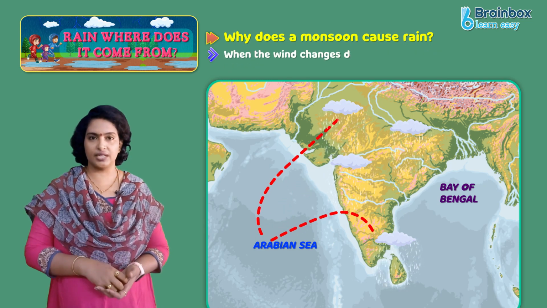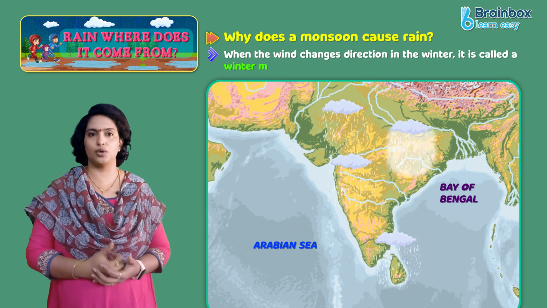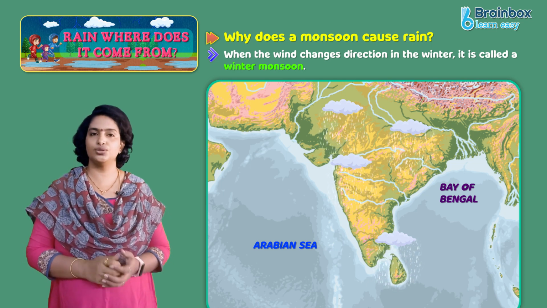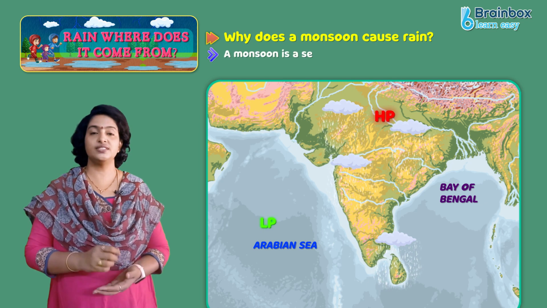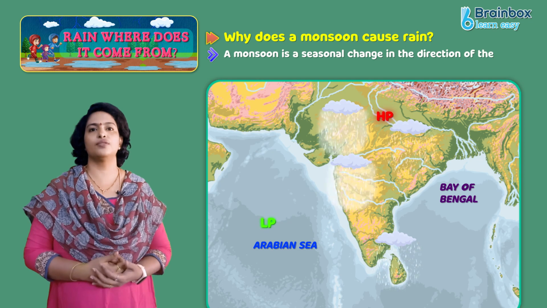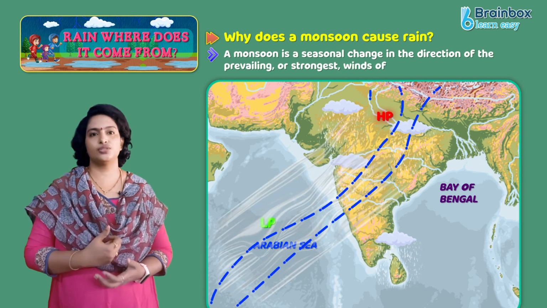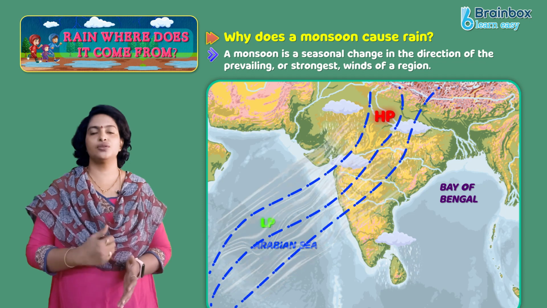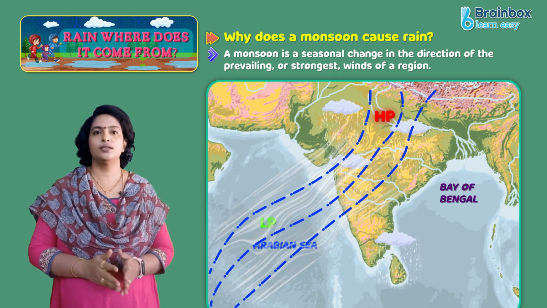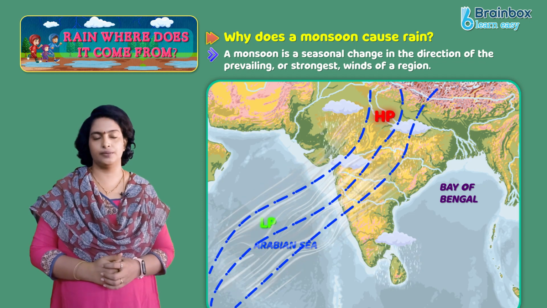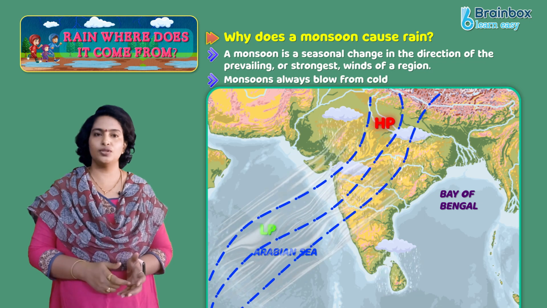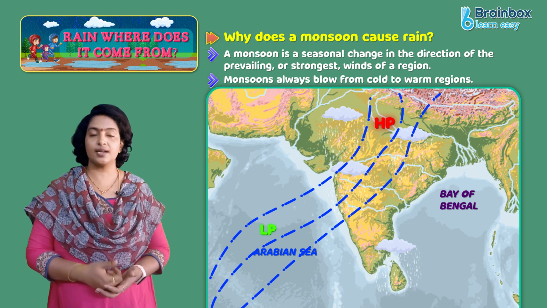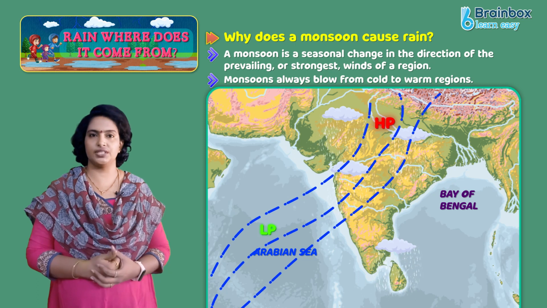When the wind changes direction in the winter, it is called a winter monsoon. Winter monsoons in these regions near the Indian Ocean are usually dry. So a monsoon is a seasonal change in the direction of the prevailing or strongest winds of a region. Monsoons cause wet and dry seasons throughout much of the tropics. Monsoons are most often associated with the Indian Ocean. Monsoons always blow from cold to warm regions. The summer monsoon and the winter monsoon determine the climate for most of India and Southeast Asia.